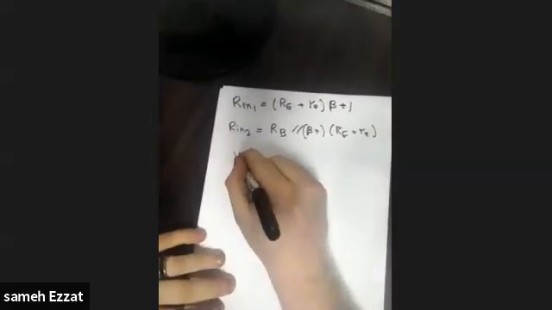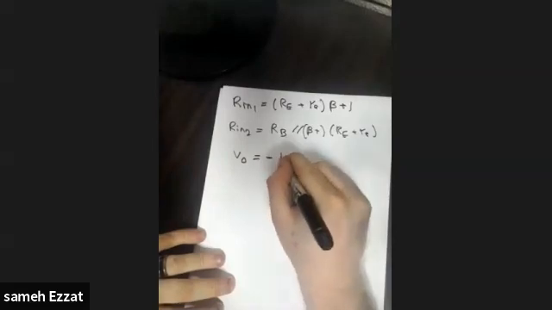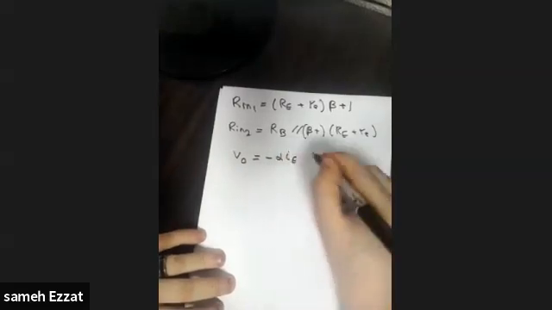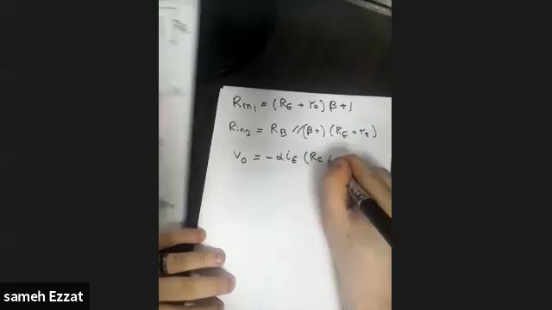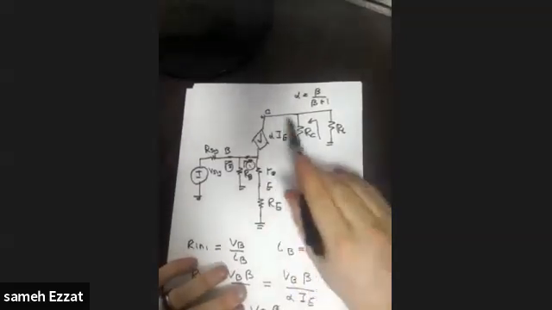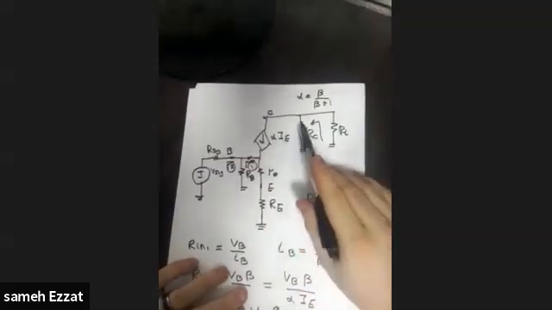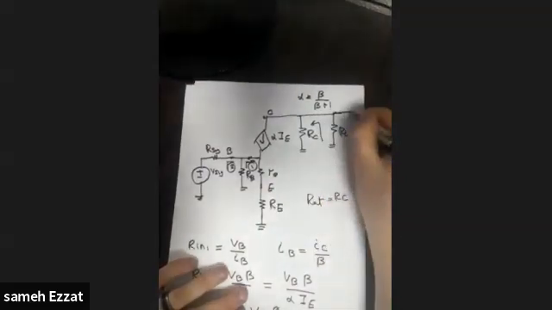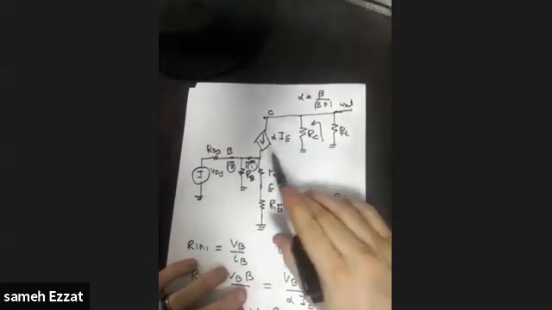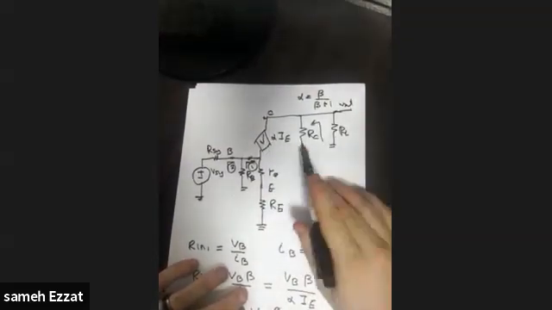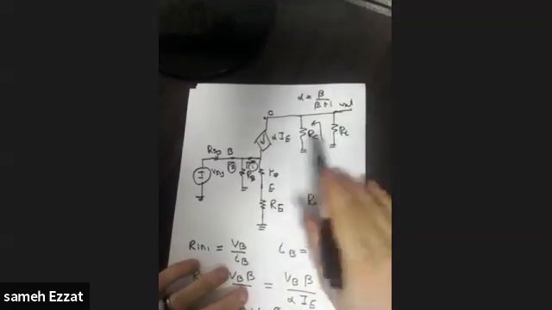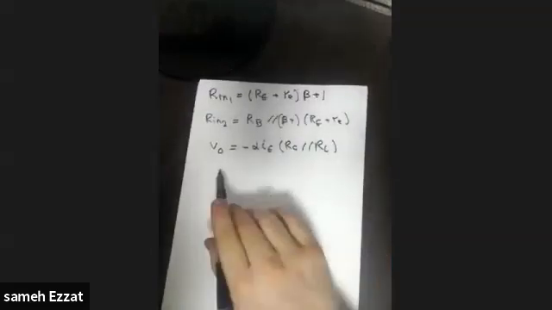So the first step we can say that Vout equals minus alpha IE multiplied by RC parallel to RL. Again, this current is flowing in these two resistors, but it's flowing from downward to upward, which is the negative direction of the voltage. So the voltage drop here is the current flowing, which is negative alpha IE, multiplied by the parallel equivalent of the two resistors RC and RL. So this is the Vout.